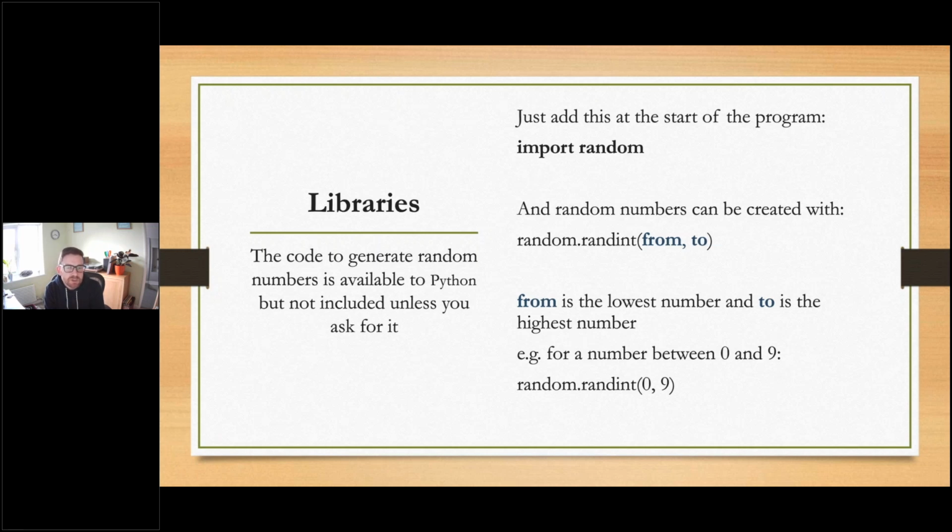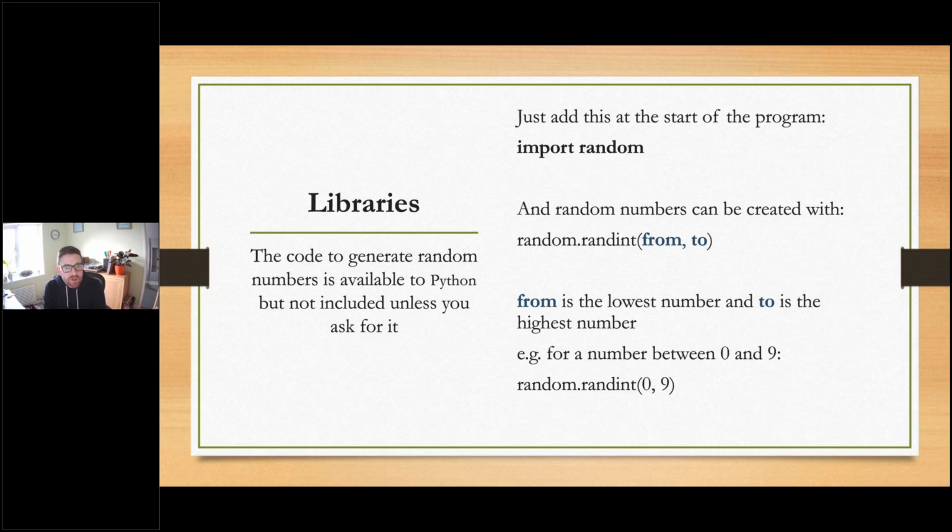To pull in a library that's been written for us, we use the import command, and it goes at the start of our program. So import, in this case random, goes at the very start of the program. Then later on we can use that library to do some of the functions in it. In the random library, to generate a random integer, a whole number, we can do random dot randint, random integer, and then in brackets we put the from, so maybe between 0 and 10 would be 0, then a comma, then 10, the to.